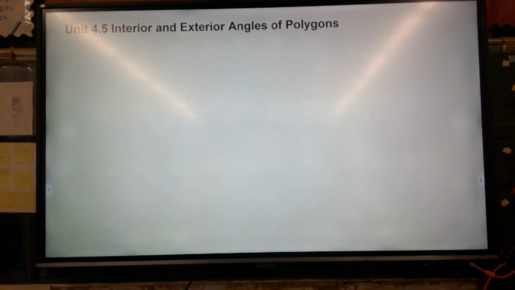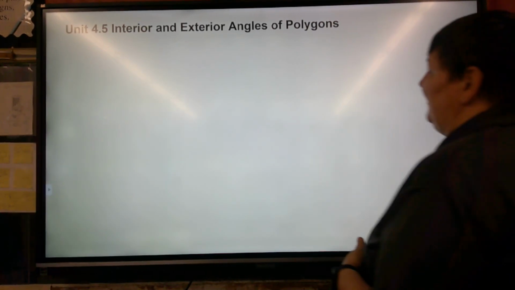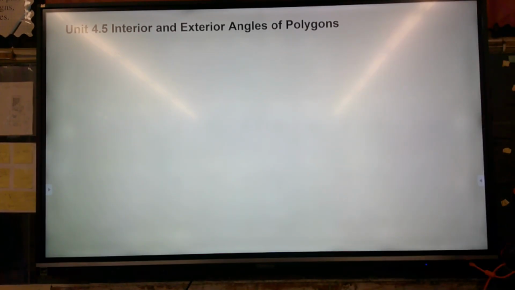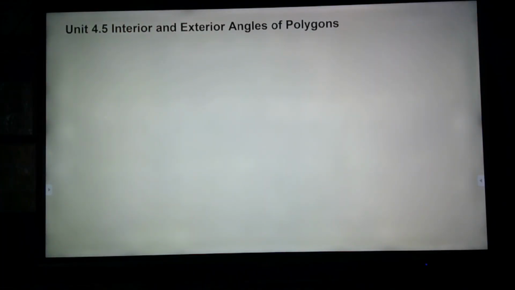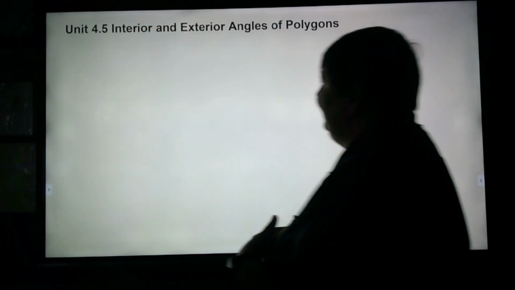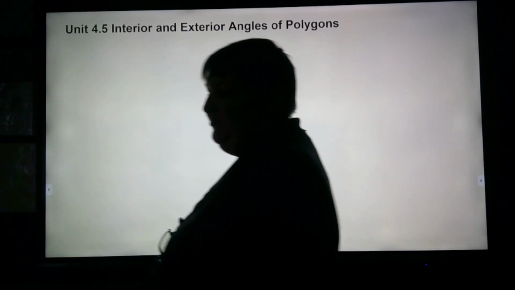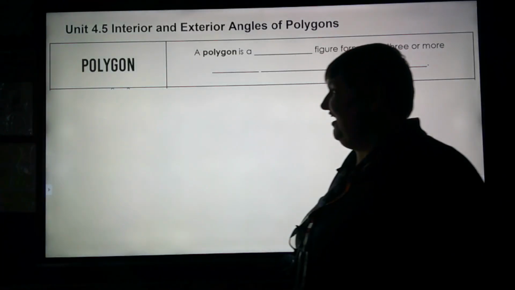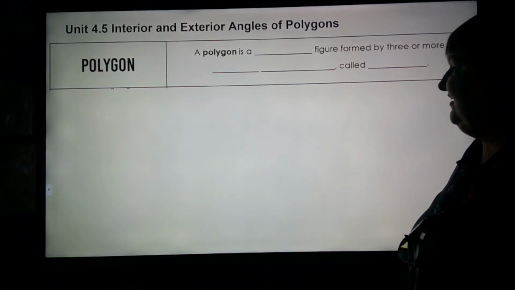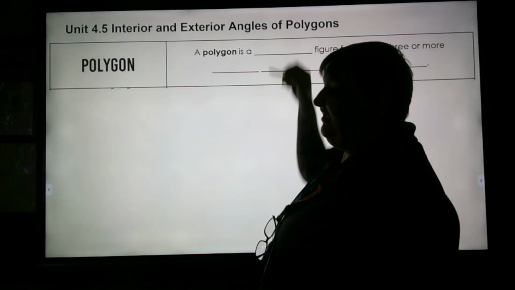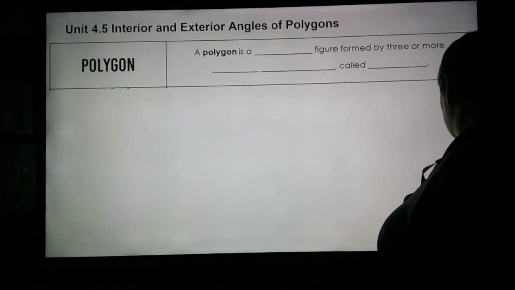Alright, welcome to Unit 4.5, Interior and Exterior Angles of Polygons. Interior is the inside, exterior is the outside. Alright, so the first thing we need to do is remind ourselves of polygons. A polygon is a closed figure. Yes, you should be writing this in your notebook.